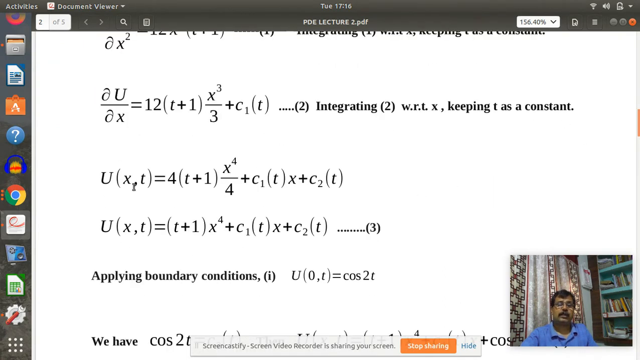Now this equation can be reduced to this format: (t + 1)x⁴ + c1(t)x + c2(t). That is equation 3. So this is the expression for u(x,t). Actually, this is the solution. If you have no boundary condition, this step completes the solution of the problem.